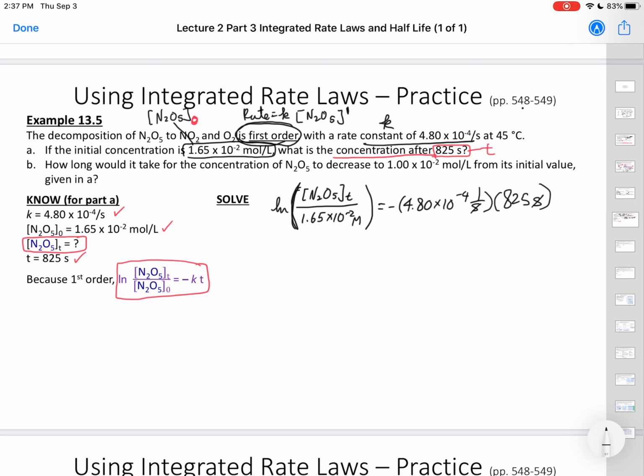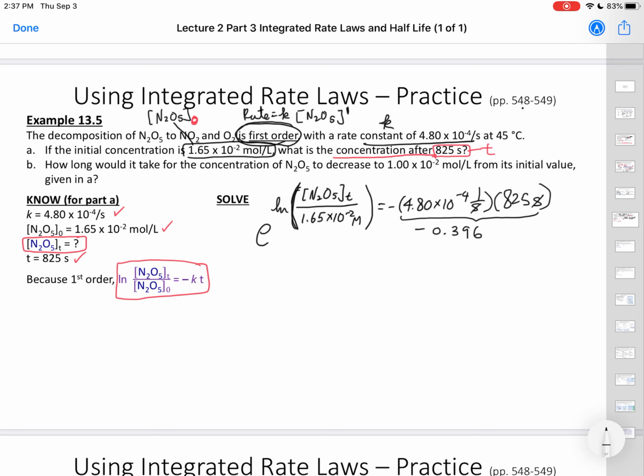Simplifying this equation, all of this is equal to minus 0.396, okay? If you put it in your calculator, that's what you're going to get. So now really it's ln of all of this equals minus 0.396. How do I get rid of the ln? Okay, the opposite of ln is e. The opposite of natural log is raising it to the e.